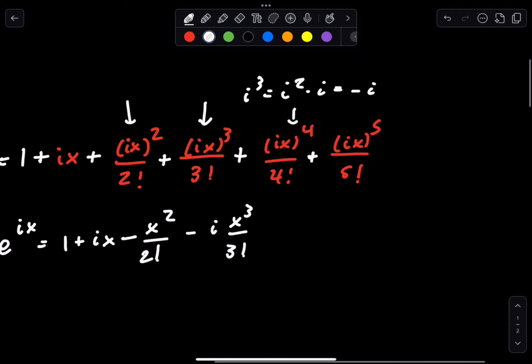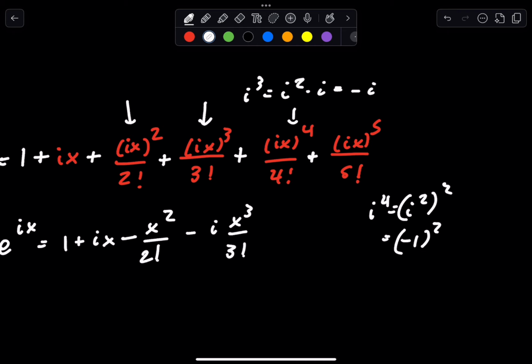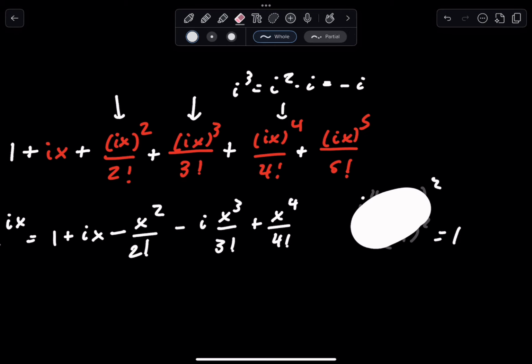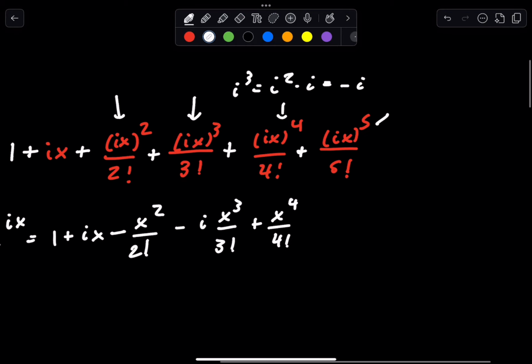What's i to the 4th? i to the 4th is equal to i squared, all squared, and i squared is -1, and that squared is just 1. So this becomes plus x to the 4th over 4 factorial. And then I'm going to do the last one. i to the 5th is just i to the 4th times i, and i to the 4th was 1, and 1 times i is just i. So plus i times x to the 5th over 5 factorial plus dot, dot, dot.